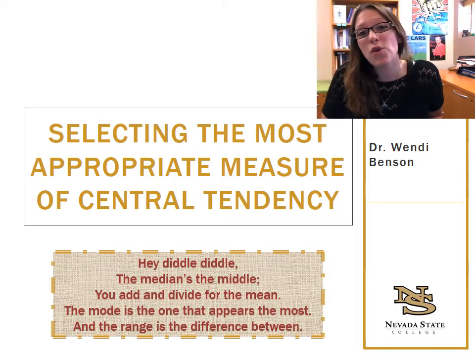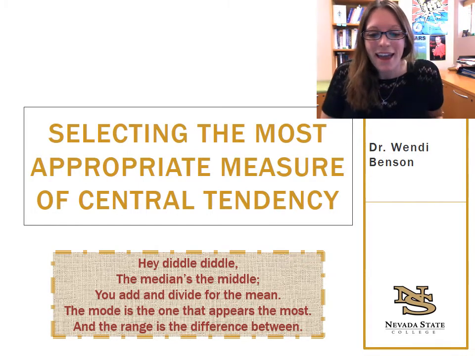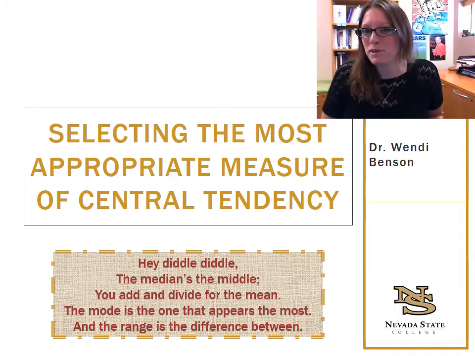Just in case you are having trouble remembering the difference between the mean, the median, and the mode, I have a silly rhyme on the screen and I'll say it even though it's a little embarrassing. Hey diddle diddle, the median's the middle. You add and divide for the mean. The mode is the one that appears the most, and the range is the difference between.